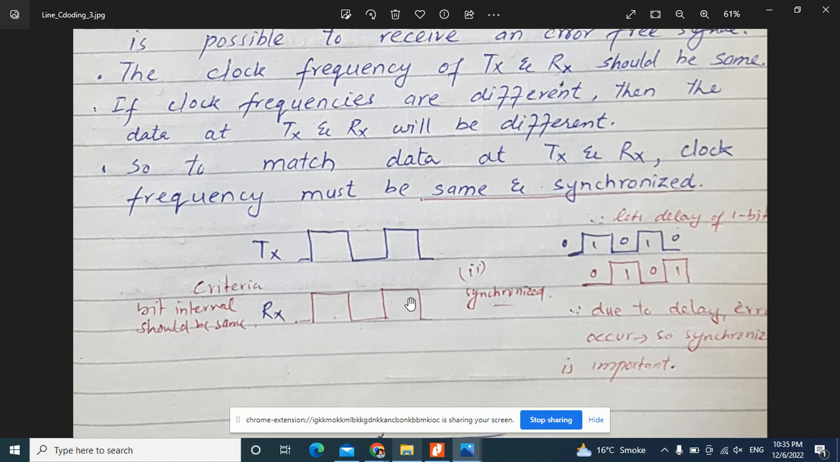So that is the basics of line coding. I'm going to end this session here. I hope that you understand the line coding basics and its important characteristics.